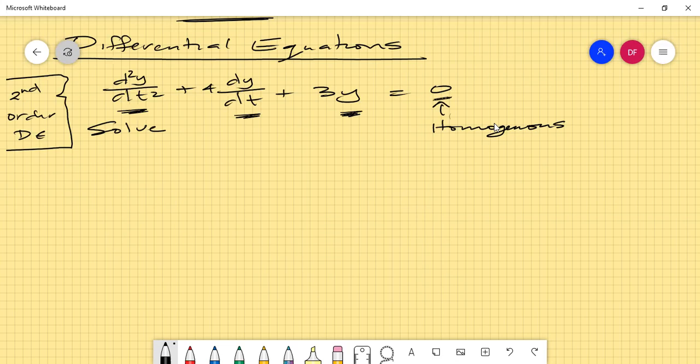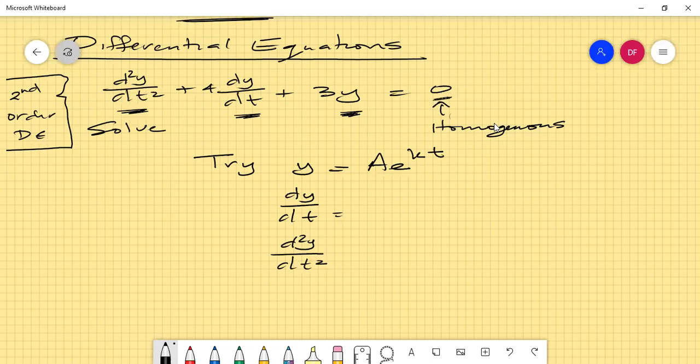E to the x, sir. Yes, e to the x. So we're going to try the most general form of e to the x that we have. So we're going to write y = A e to the kt. I'm going to differentiate it, dy/dt. When we differentiate this, like I said, I write out the most general exponential function I can find. So I put in something in front of the t and I put in something in front of the function. But when I differentiate this, what am I going to get? kA e to the kt.